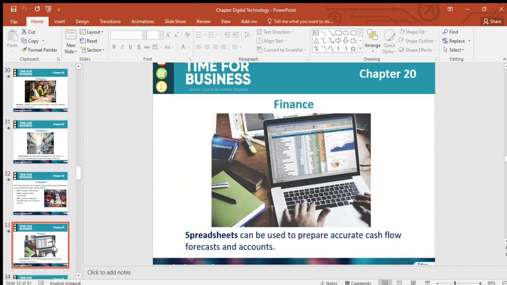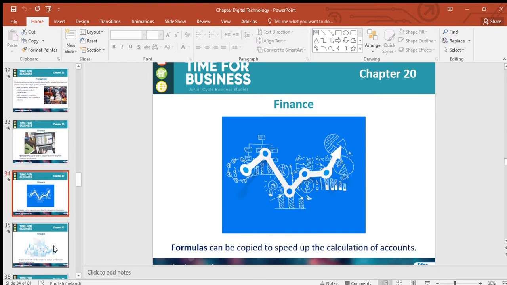Spreadsheets can be used to prepare accurate cash flow forecasts and accounts. If you are doing something similar to what we covered already, even things like analyzing cash books and budgets, this is generally done on a spreadsheet. Rather than somebody writing it up on a page, you can put it on a spreadsheet and share it with other people more easily.